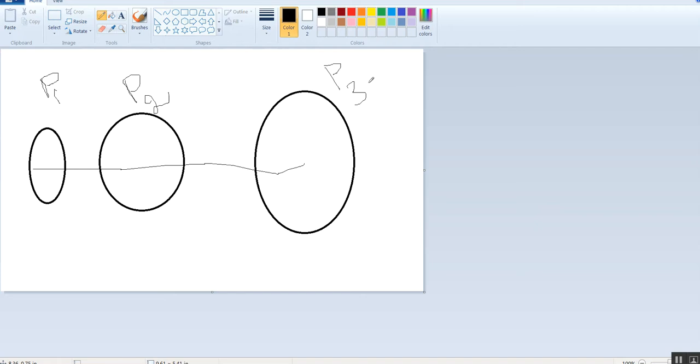How can we store the data? Where do we need to store it? That's the biggest question. Let's take an example.